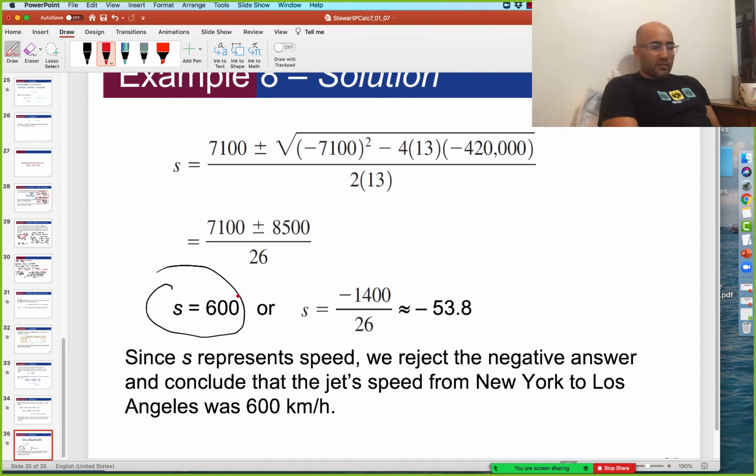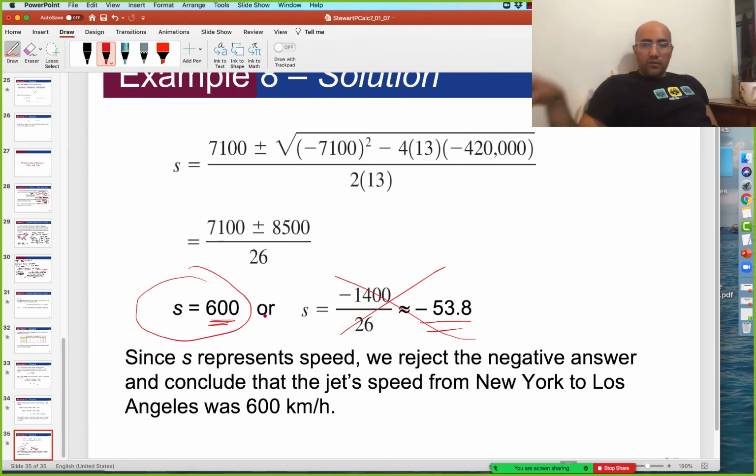So we either get this value right here, S equals 600, or S equals negative 53.8, right? So S represents the speed in one direction, from New York to LA. So speed can't be a negative 53. It just doesn't make sense. So we can just automatically ignore that one. And then this one we want to check just to make sure it's true. So S represents the speed. We reject the negative answer. We conclude that it must have been 600 kilometers per hour from New York to LA. And therefore it must have been 700 kilometers per hour in the other direction.